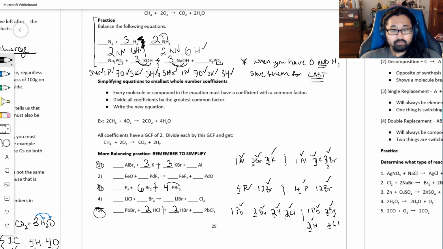Alright? Now notice, in number 5, I had only hydrogen, not both. Which is why I didn't hesitate to be like, okay, hydrogen is next on the list. It's only if you have both oxygen and hydrogen where I'd hesitate a little bit, wait, save them for last.